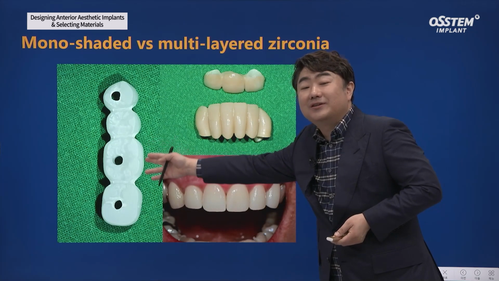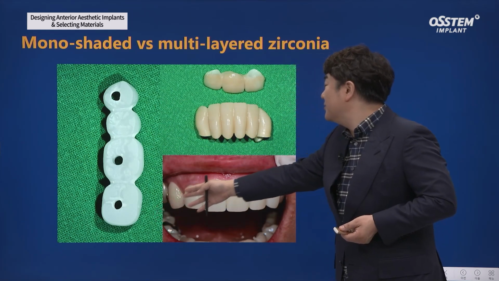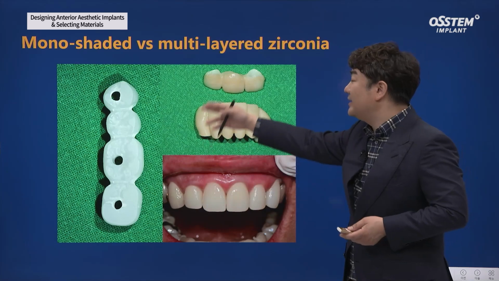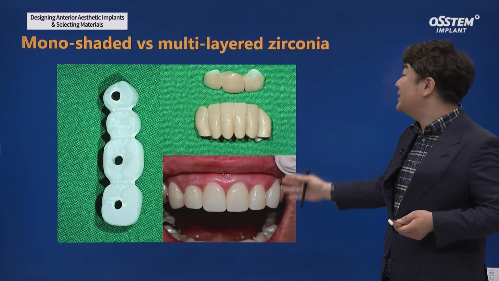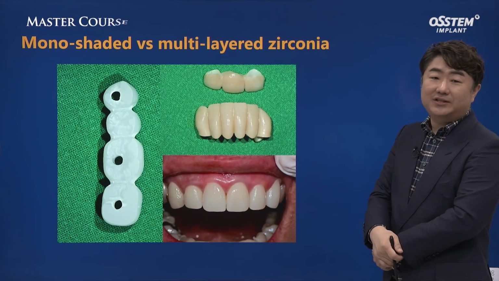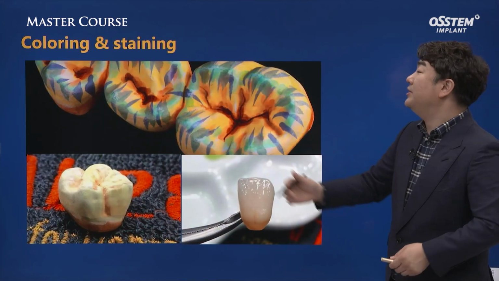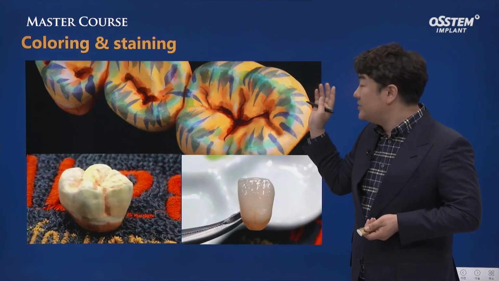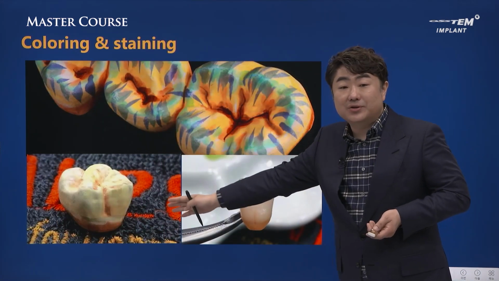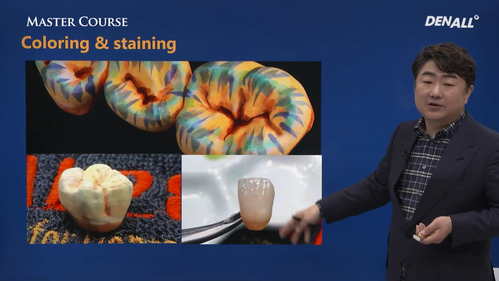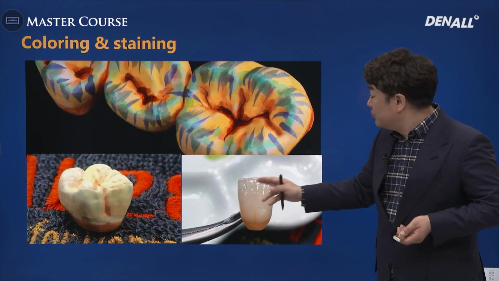This is a monochromatic block, and this one is a 700-800 megapascal block that shows similar shade without additional coloring. Coloring is done before sintering zirconia, and staining is done after sintering, so it can be scratched off, whereas you can't with this one.